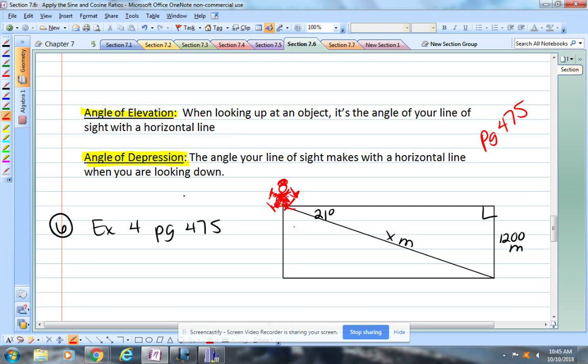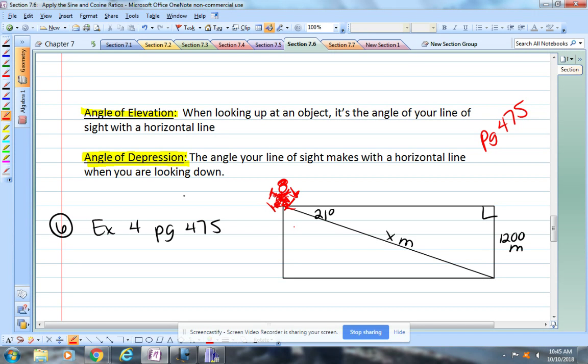And he's skiing down a mountain. It said his angle of depression is 21 degrees, and the distance of his line of sight with the ground is 1,200 meters. It wants to know how far he skied down the mountain. Okay?